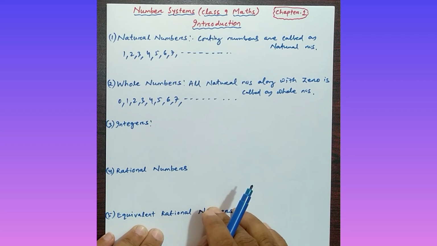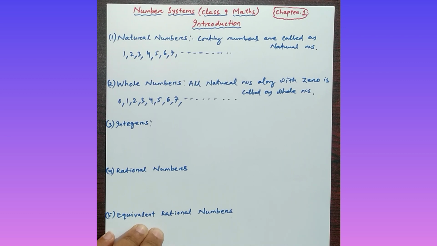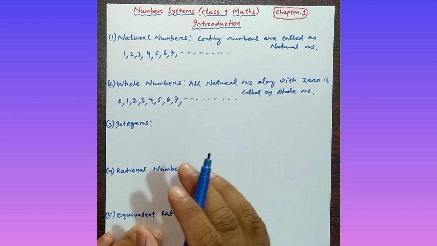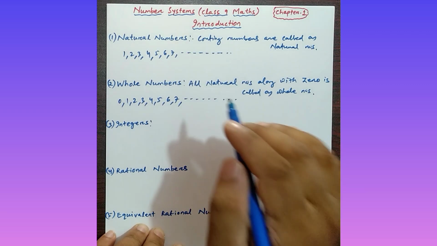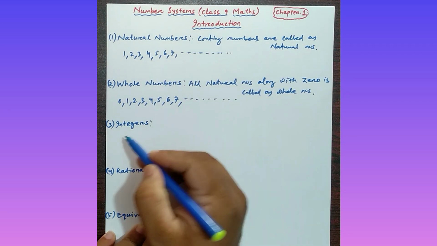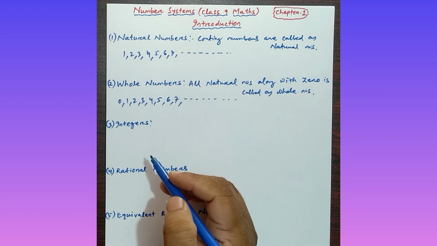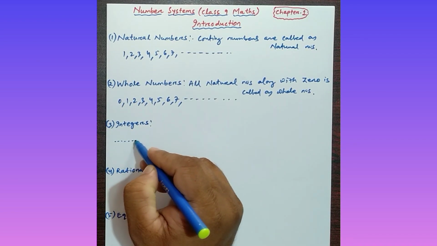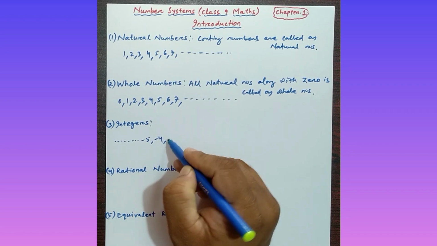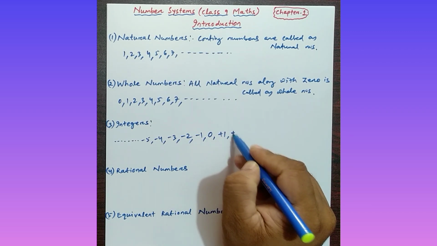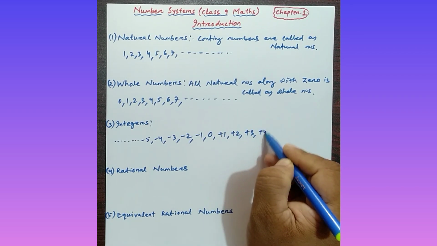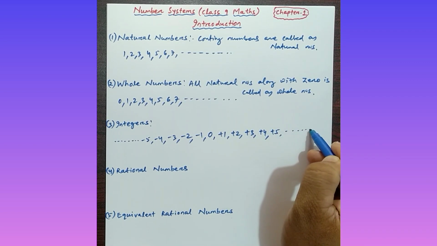What is the meaning of integers? Very simple: all the natural numbers and the negative of the natural numbers along with 0. Again I am repeating: all the natural numbers, negative of the natural numbers along with 0 are called integers. I am writing: -5, -4, -3, -2, -1, 0, then +1, +2, +3, +4, +5, and so on.